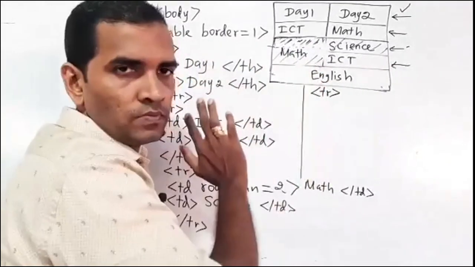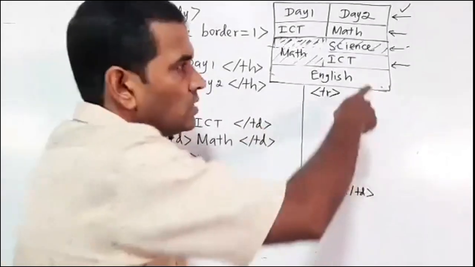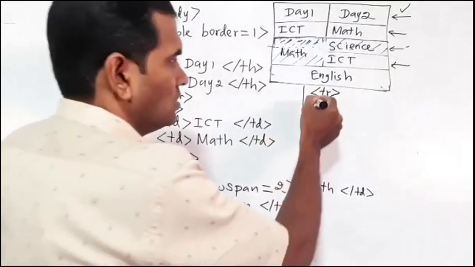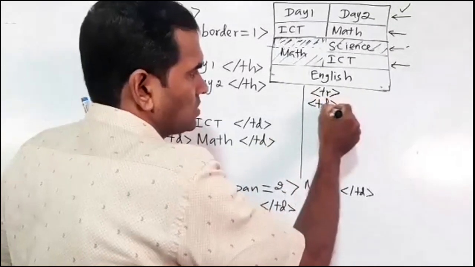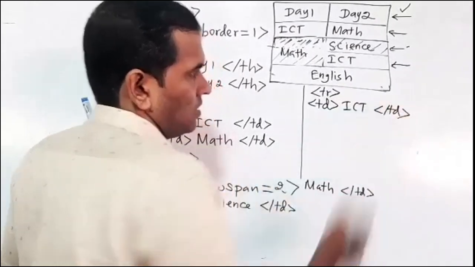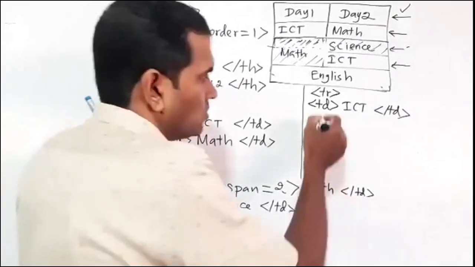So that is all. Now check that fourth row. Does it have any other cells? Yes, it has only ICT now. Clear? So that is TD, ICT. Close the TD. There are no more cells in the fourth row, so close the TR.